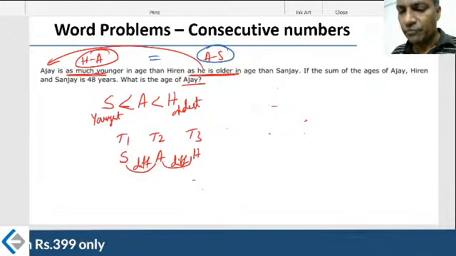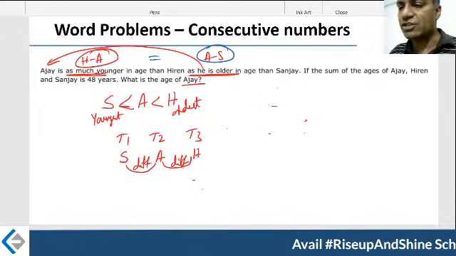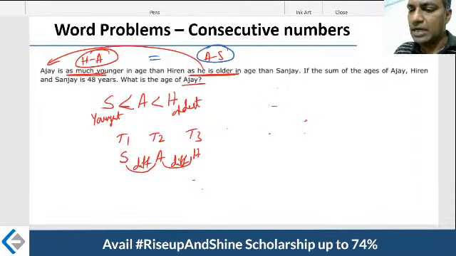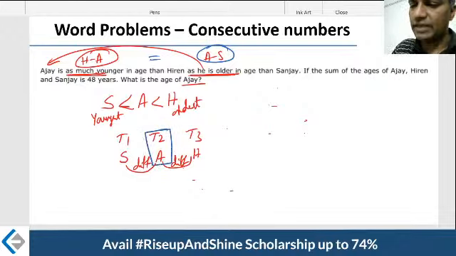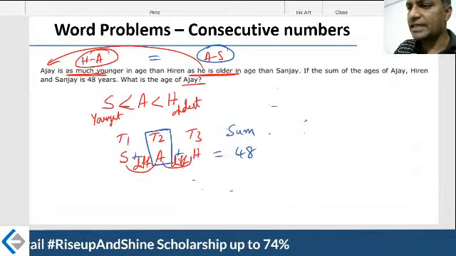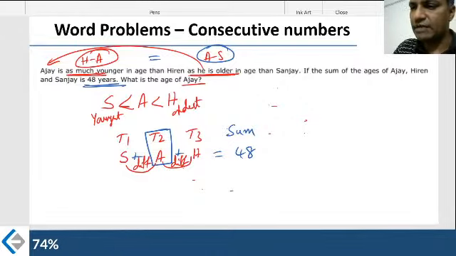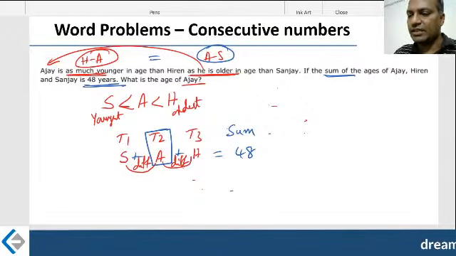When is it possible? The difference is constant, which means their ages are in AP. If their ages are in AP, I know how to find the middle number. The middle number is nothing but the sum divided by three. What is the sum of their ages? Yes, the sum of their ages is given to me: 48 years.